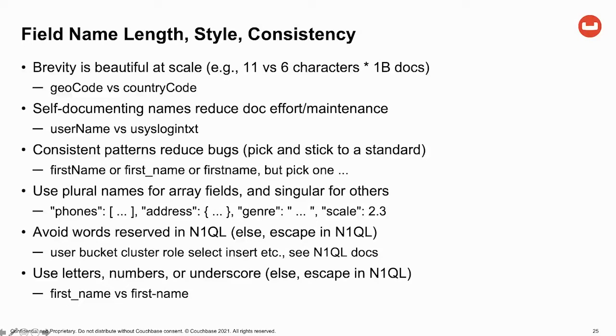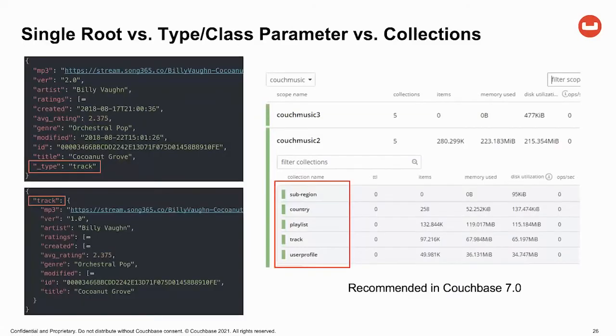So other things like single root versus type or class parameter versus collections. If you look at the previous version of Couchbase, we had various ways how you can store documents. Say this was the root element. The root element used to identify the kind of document. So the root element of this document was track. So this identified that this document is a track document. While this document did not have a root element, but it had the attribute called type, which is track.